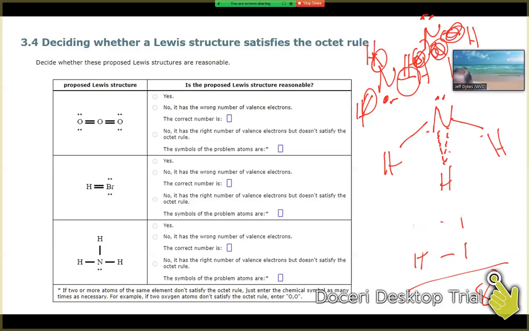And so it was correct. Yes, it has the correct number of electrons and it satisfies the octets. So this one is all yes. That one worked. So let us know if you have any questions.